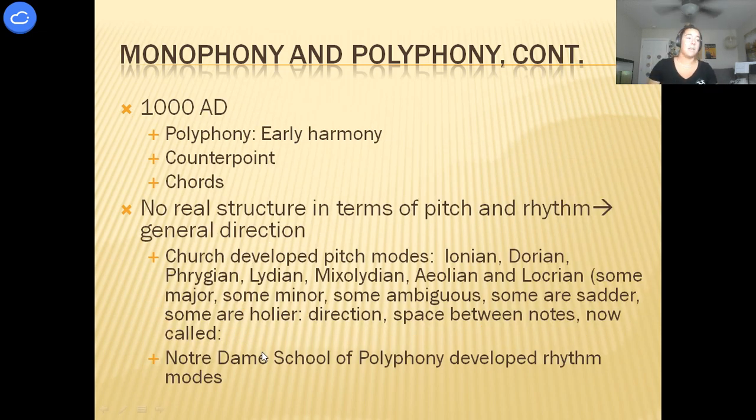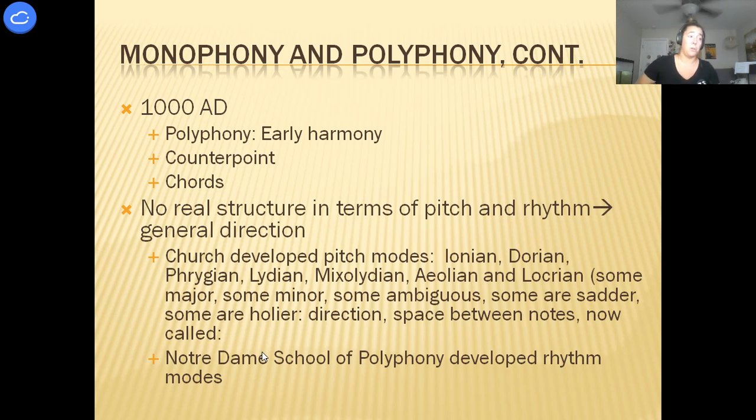Around 1000 AD is when we started to develop polyphony, which was the early version of harmony. It wasn't harmony as we know it today, but it was an early version. An example of polyphony is counterpoint. I'm going to tell you right now, you could take an entire semester class in college on counterpoint. There's so much information, I can't even scratch the surface on it. So if you're at all interested, look it up. I'm just letting you know that it's there.